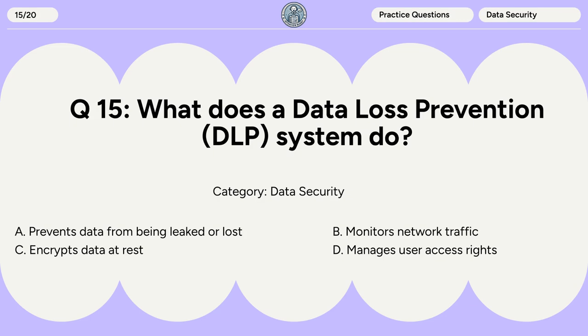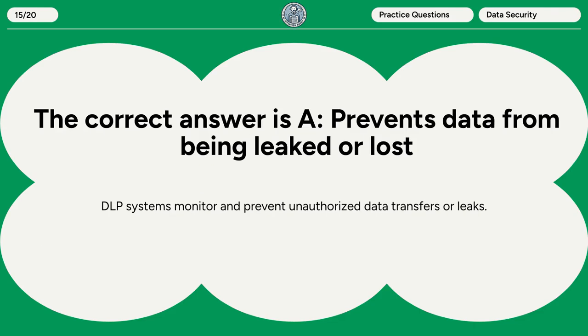Question 15. What does a data loss prevention system do? A. Prevents data from being leaked or lost. B. Monitors network traffic. C. Encrypts data at rest. D. Manages user access rights. The correct answer is A. Prevents data from being leaked or lost. DLP systems monitor and prevent unauthorized data transfers or leaks.